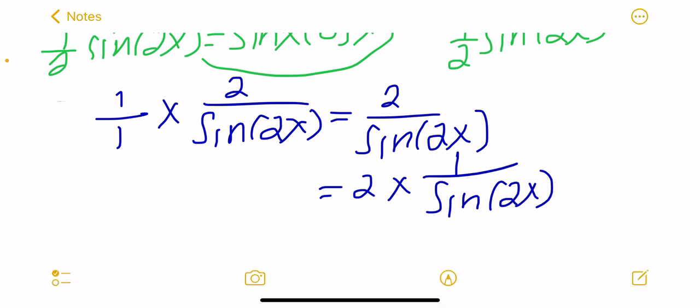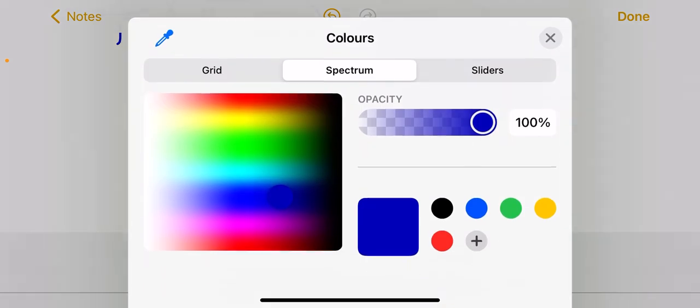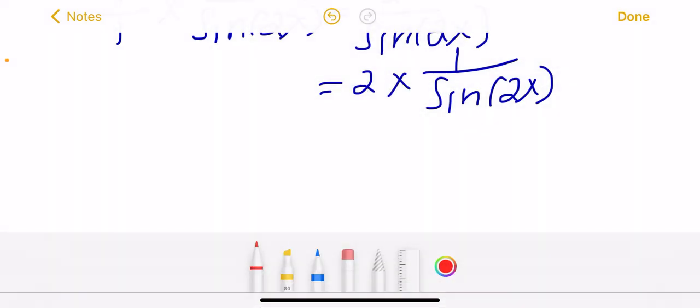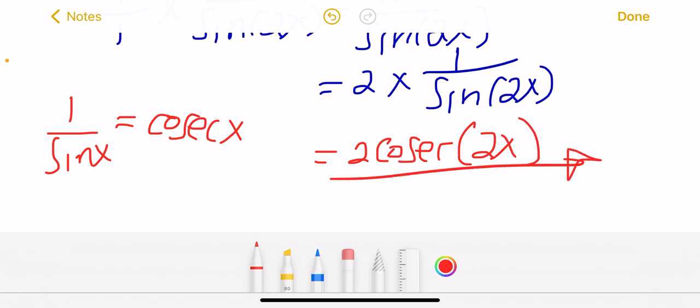Okay, but we also know that 1 over sine x is equal to cosecant of x. This means 1 over sine of 2x will be equal to cosecant of 2x. Therefore, our answer will be 2 cosecant of 2x. And this is our answer.